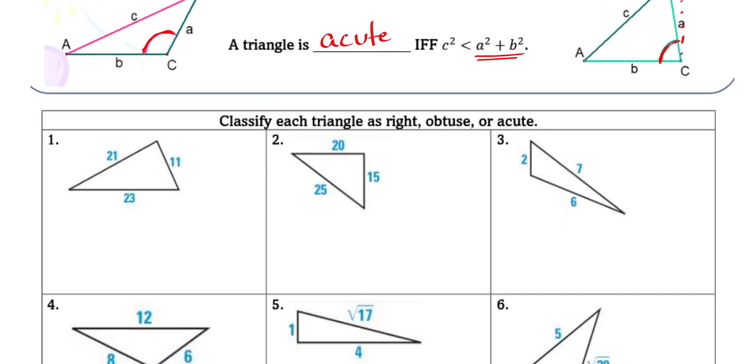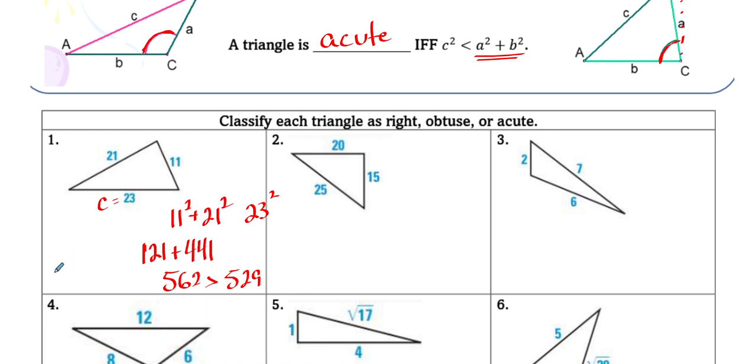All right, so we're going to take the two short sides, square them, 11 and 21, and see how that compares to 23 squared. So 11 squared is 121. 21 squared is 441. We add those together and we get 562. Whereas 23 squared is 529. So first off, they're different, so it's not a right triangle. Second, that c length, when we square that, that's smaller than the a squared plus the b squared. So this is an acute triangle.